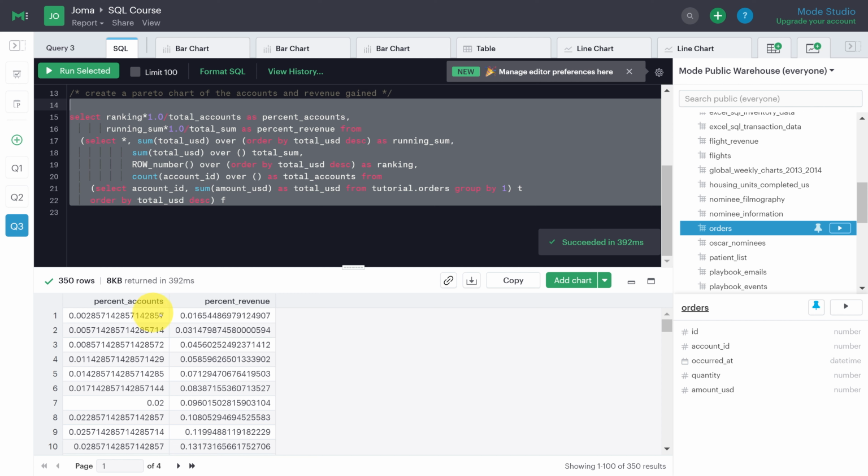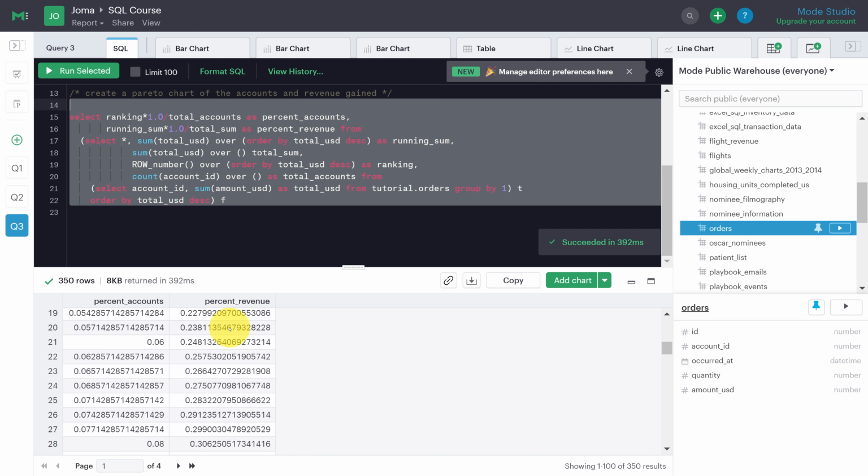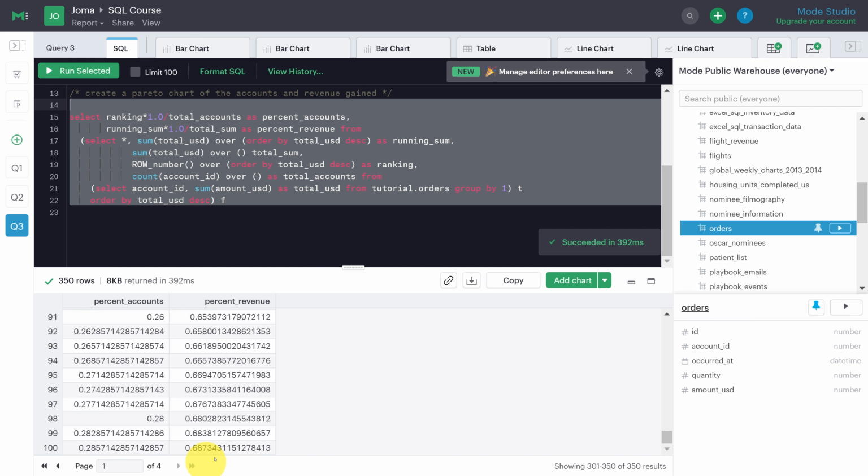Okay, and then let's run this, see what we get. Aha, perfect. So as you can see, this is one account. If we had one account, then technically it's 0.2% or 0.3% of the accounts, because we have 350 accounts. They represent 1.6% of the total revenue. And then it continues, it keeps adding. At the end, you're going to get 100%, because 100% of the accounts contribute to 100% of the revenue, right?